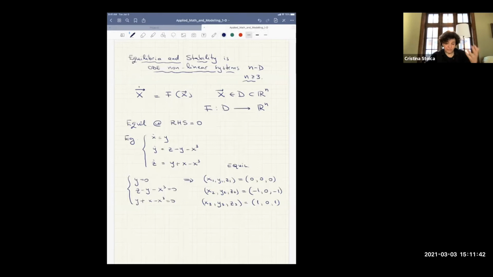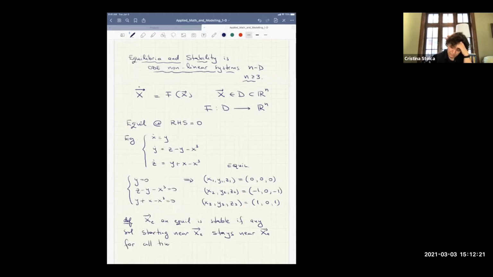And now, how do we think about stability, right? The definition of stability is the same for 2D and 3D. If we have XE, an equilibrium is stable if whatever starts near it stays near it. If any solution starting near XE stays near XE for all times. Okay? Not for all times, for all times in the future, right? Because it might be coming from, I don't know what, for any t positive, right?